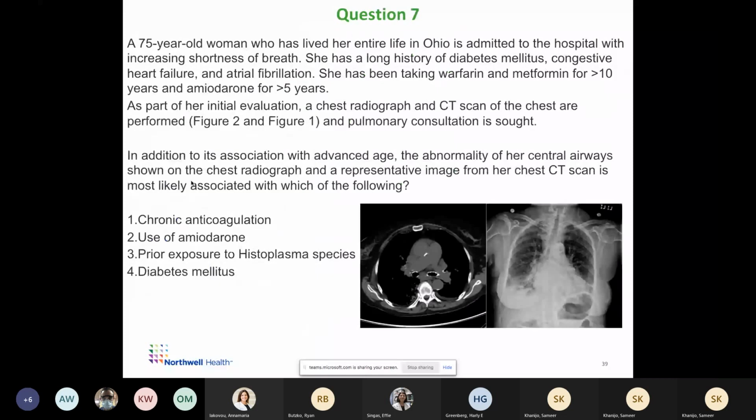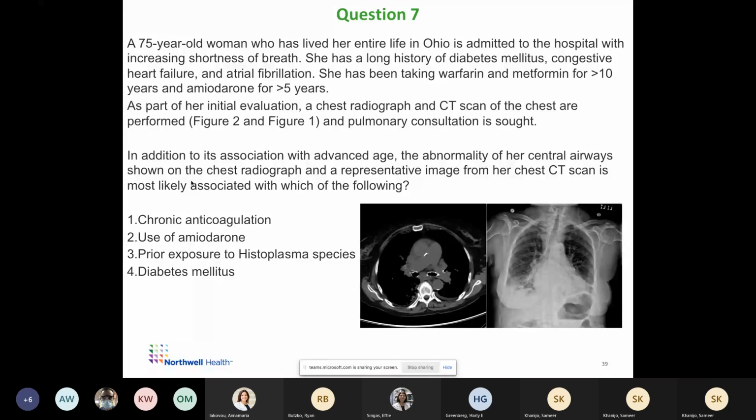Question 7, a 75-year-old woman who has lived her entire life in Ohio is admitted to the hospital with increasing shortness of breath. She has a long history of diabetes, congestive heart failure, and AFib. She has been taking warfarin and metformin for greater than 10 years and amiodarone for greater than 5 years.